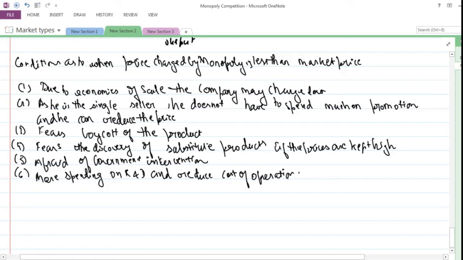So in order to maintain a goodwill among the consumers and to secure good business, instead of charging a high price, a monopolist in the long run might try to lower the prices.